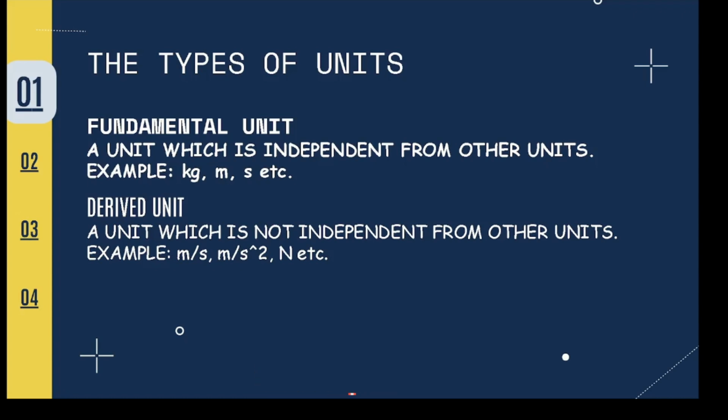The same goes with derived units, except it's the opposite. A derived unit is a unit which is not independent from other units, like meter per second. So meter and second: we have a division between those two. With meter per second square, second is multiplied with second, so there is a multiplication over there. So many units are combined, and that's why it's a derived unit. We can derive these units. Meter per second we can derive as distance divided by time. When we divide distance by time, we get meter per second. So they are derived quantities. They involve two or more fundamental quantities.